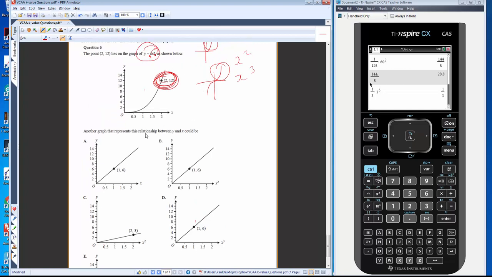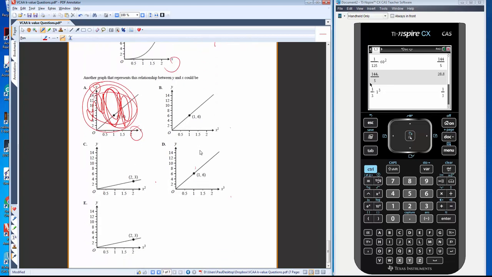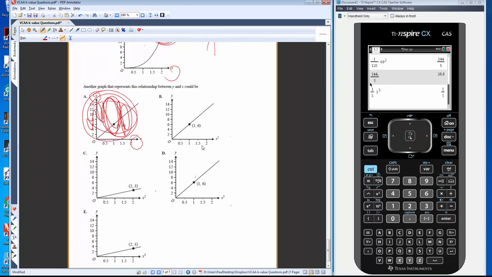Okay, so another graph that represents this relationship between y and x, well, it certainly can't be this one. Okay, why not? Because this is a relationship between y and x, and this is a relationship between y and x. Okay, and we know that that can't be the case. It's got to be, you know, a different one. It's either going to be squared or cubed. Okay, so we know that it's either that, or that. Okay, now again, I know from experience that the answer to this one is E.